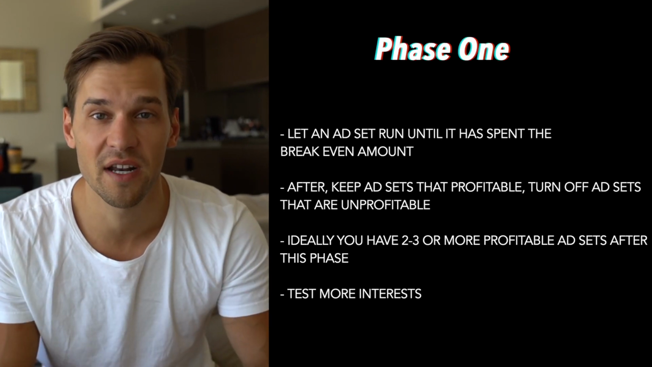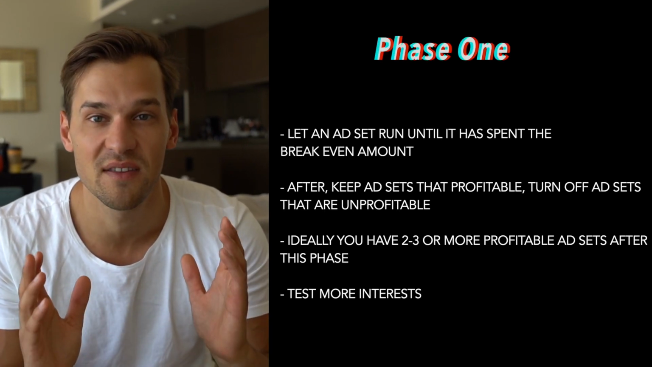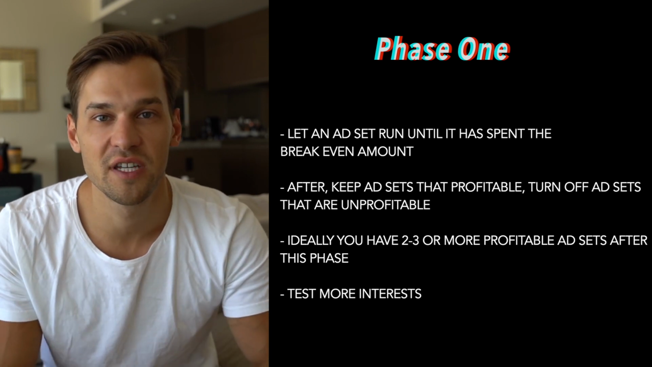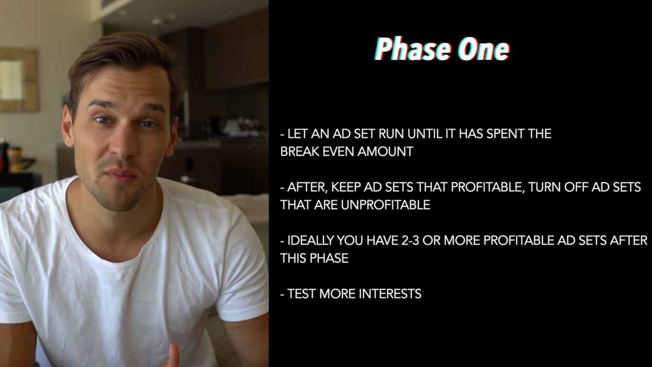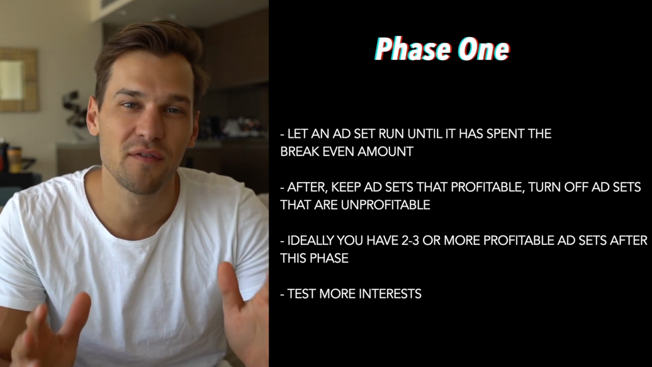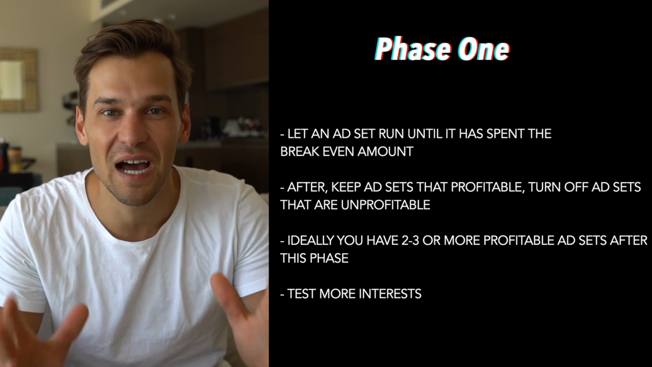So now you know everything to start off the first phase. And let your campaign run until each ad set has spent the break-even amount. And then you can decide if you should kill an ad set or if you should keep on running it. And let everything run that's profitable and kill everything that's not profitable. Easy as that. Ideally, you're gonna have 2-3 profitable ad sets after the first phase.